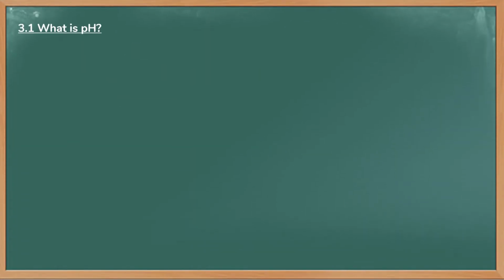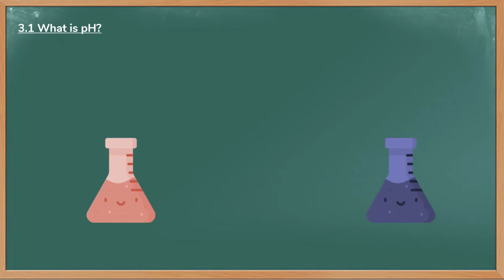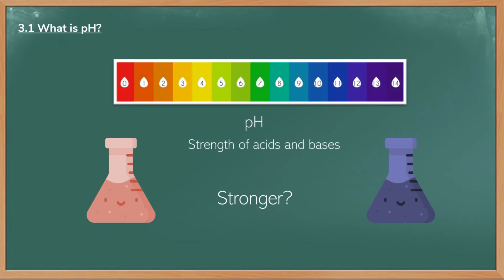From previous classes you are aware how we compare substances as acids and bases. Yes, we use an indicator. But do you know how we compare which acid or base is stronger? To do so we use pH. pH tells us the strength of acids and bases. The range in the pH scale goes from 0 to 14 and each number has a corresponding color.